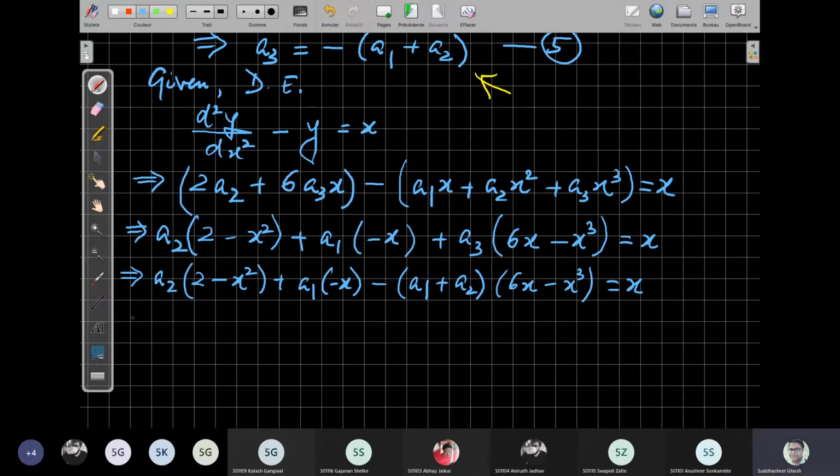Now you tell me what is the coefficient of a1. The coefficient of a1 is already minus x. What will come with a1 after that? Minus 6x, plus x cube. Now what about a2? a2 already has 2 minus x square, and with it will come minus 6x plus x cube.